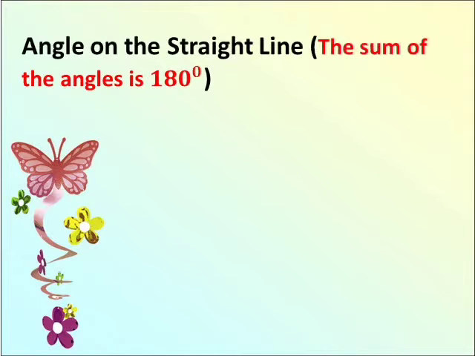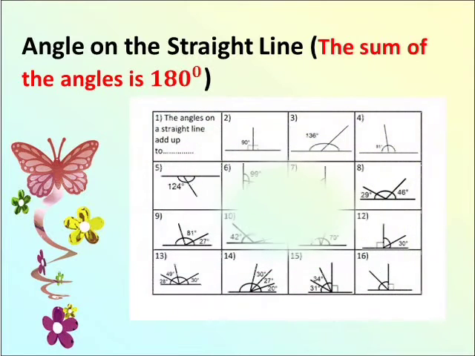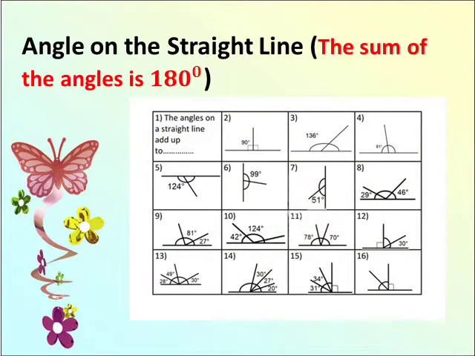And then the third one, we are going to learn about angles on a straight line. In the bracket, the sum of the angles is 180 degrees. What does it mean actually? According to the picture, you will see a lot of angles can be formed on a straight line. When you sum all the angles formed on the straight line, the sum of the angles will be 180 degrees.